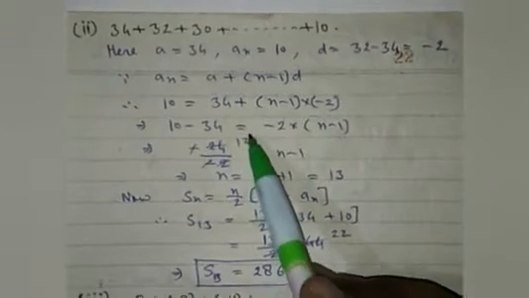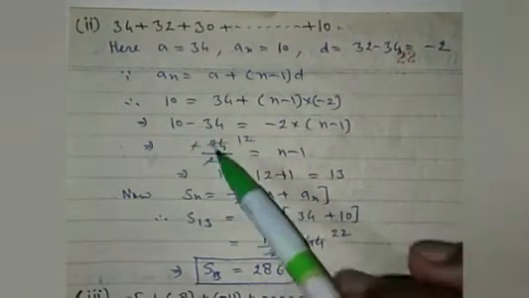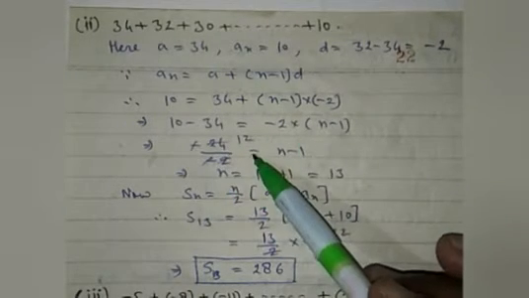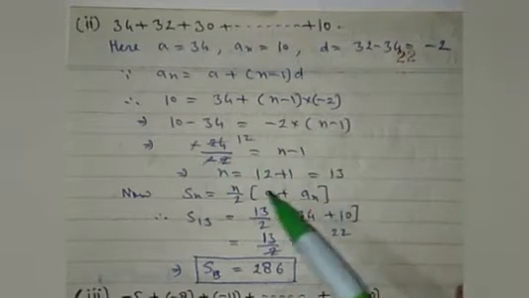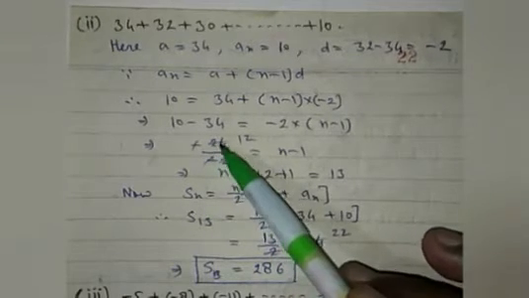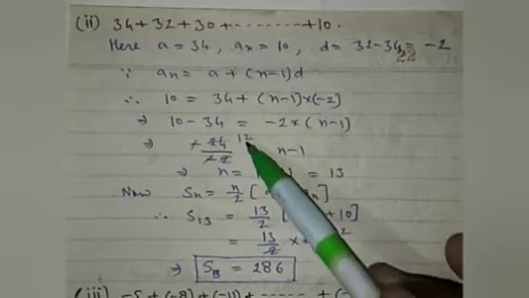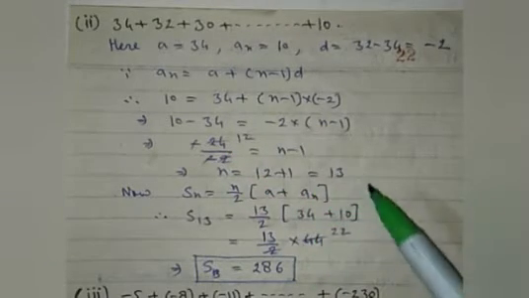So here 10 minus 34 is equal to minus 2 into n minus 1. So here 10 minus 34 will be minus 24, dividing by minus 2, it is equal to n minus 1. So here n equal to, 24 divided by 2 will be equal to 12. So here n equal to 12 plus 1, that is equal to 13.